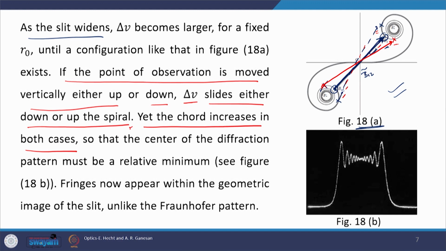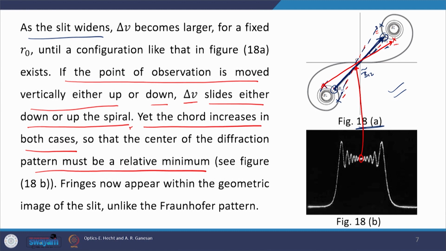The new position of the chord would be given by either this dashed line or this continuous red line, and therefore the center of the diffraction pattern must be a relative minimum for this particular width of the single slit. The center would be minimum, which is given by this figure here, and this represents this continuous blue line. As we play with the slit width, either decreasing or increasing it, the phasor will increase. Or we can say that as we move the point of observation up or down, we will see an increase in the intensity.